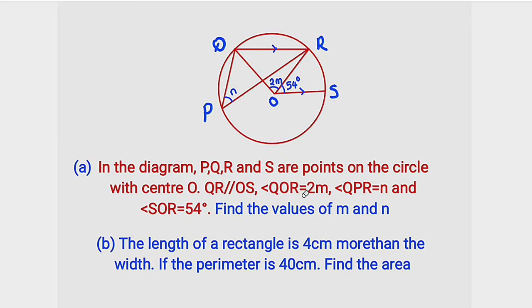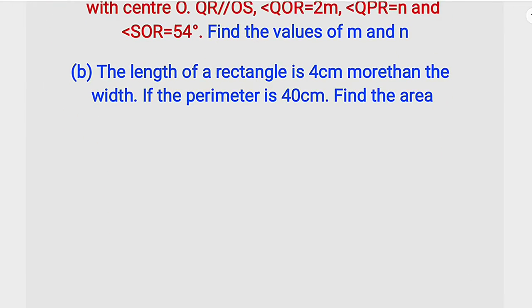Angle QOR is 2M. This 2M is in degrees. Angle QPR is equal to N. And lastly, angle SOR is equal to 54 degrees. We're asked to find the values of M and N. All right, let's get started before we come back to the B part.